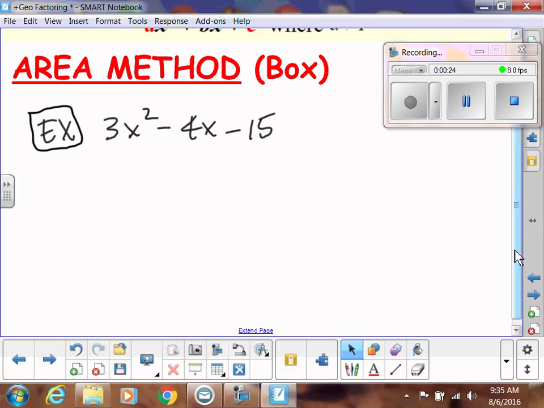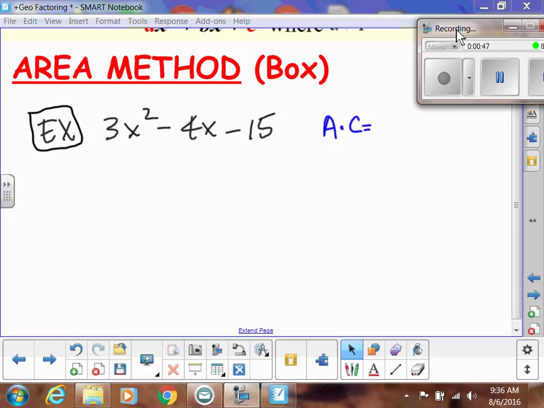It's going to be very similar to factor by grouping. It's just more of a visual way. So this might be helpful for you if you are a visual learner or you like to see things organized in a visual component. All right, so I'm going to start by doing A times C, just like we did in factor by grouping. So if I do A times C, that's 3 times 15.